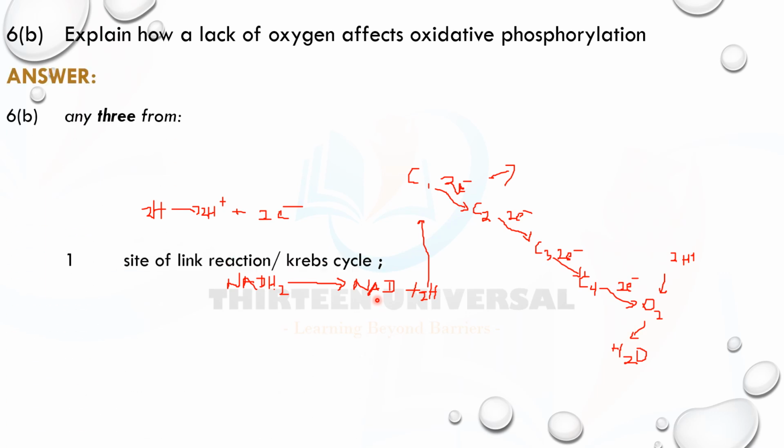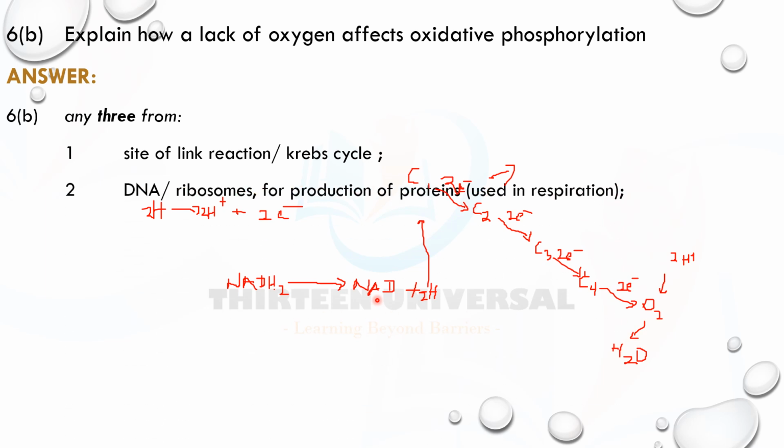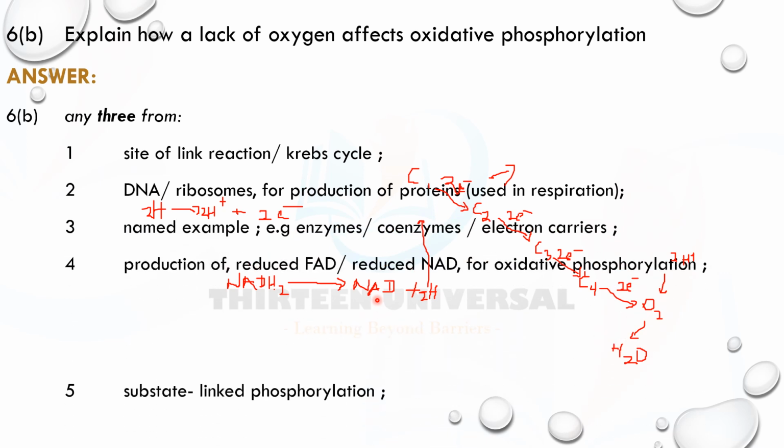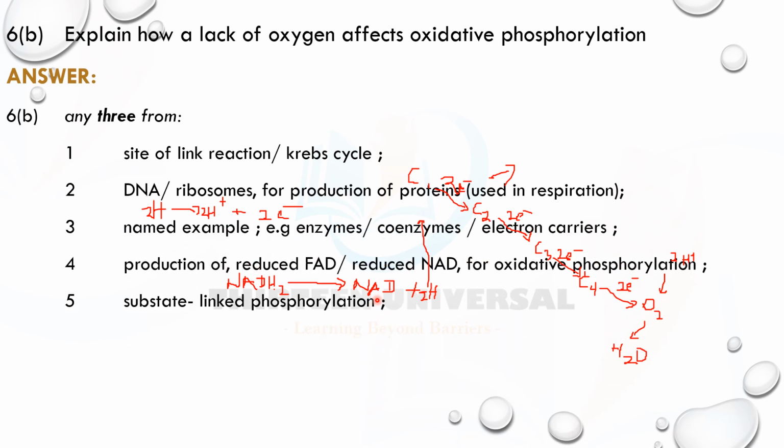Let's see what they say here. Look at it: site of link reaction, Krebs cycle. This is a different answer, but you understand what I said, right? If oxygen is not present, oxidative phosphorylation will not occur. The electron transport chain will not occur.